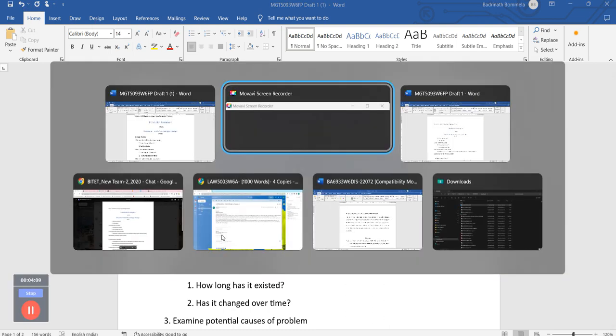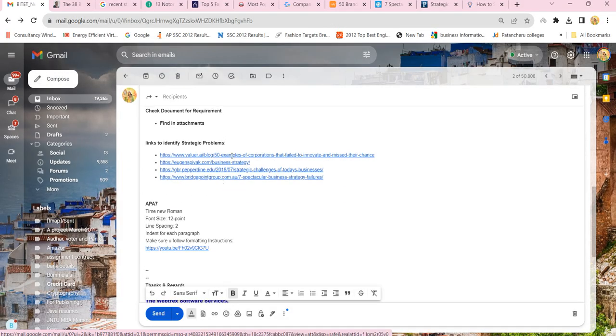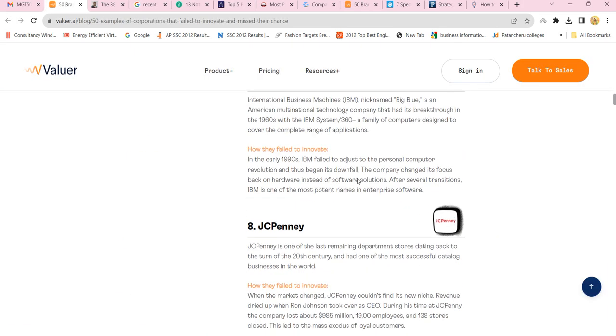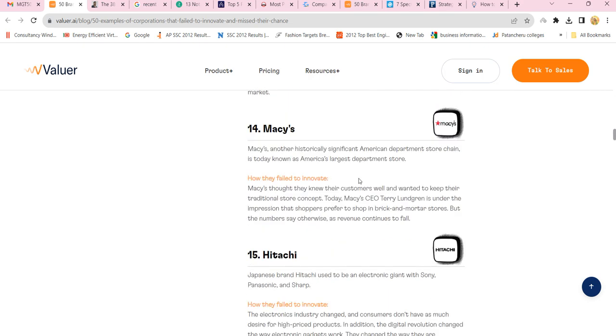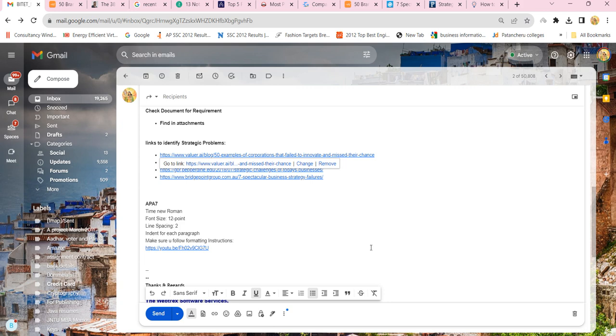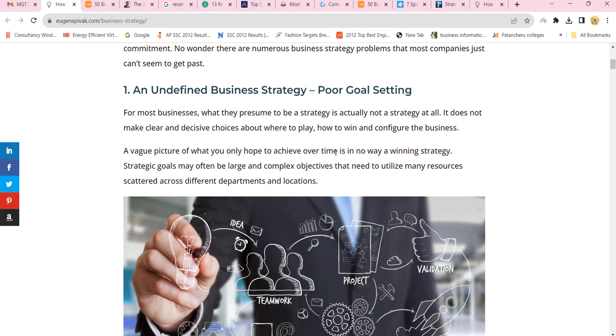To understand what can be a strategic problem, I have provided certain links in the email. Let me show you this one. This is the best example, which provides different types of strategic failures the organization experienced, and the reasons for which they failed can be clearly explained. There are 50 examples provided in this, and you can understand from that one. Otherwise, the most common kinds of failures an organization can experience are provided in 25 most common business strategy problems.